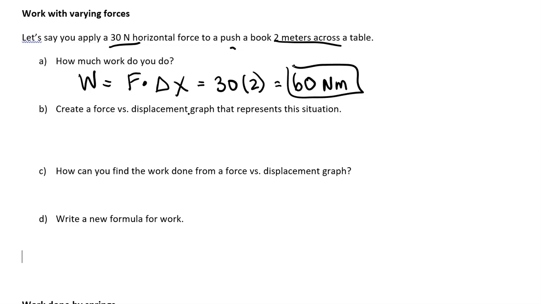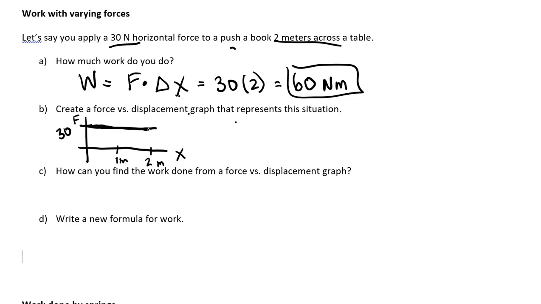Cool. Let's go ahead and make a force versus displacement graph for the situation. So we know here is force, here is our displacement. The force is 30 newtons always, and that happens over a span of 2 meters. And again, this constant force means it's always 30 newtons the whole entire time. At 0, 1, 2 meters, we're always at 30 newtons. Cool. So let's think about that.